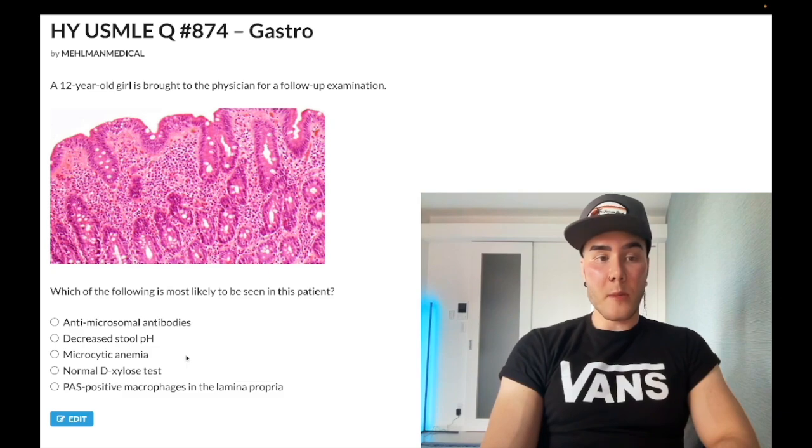Choice C, microcytic anemia. Correct answer. Diagnosis, celiac disease, extremely buzzy biopsy showing us flattening of the intestinal villi. They want you to know that you can get iron deficiency anemia. Okay, it's exceedingly high yield.